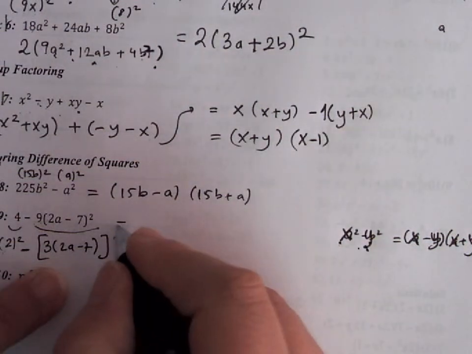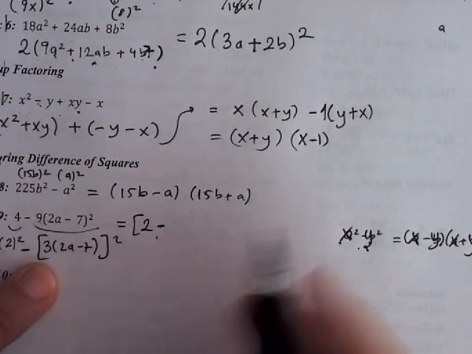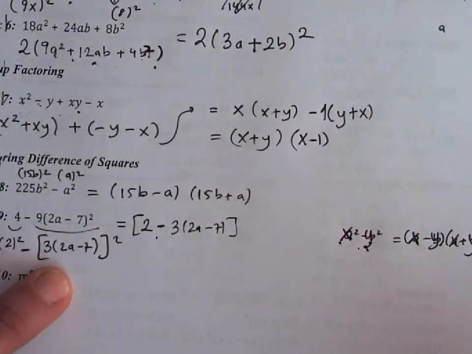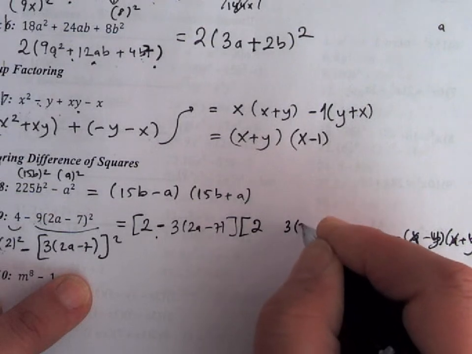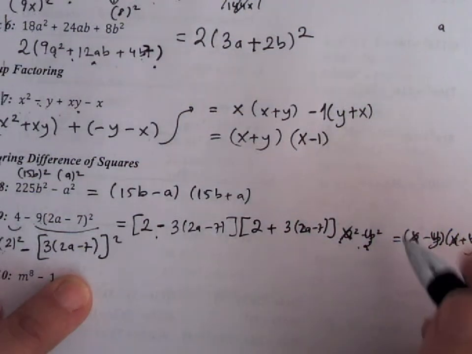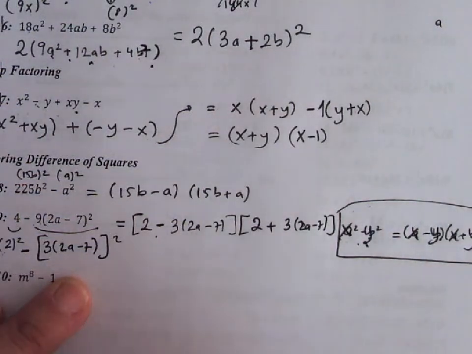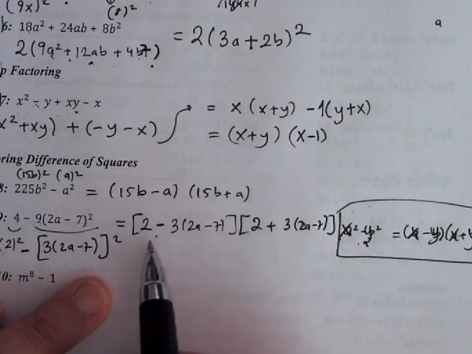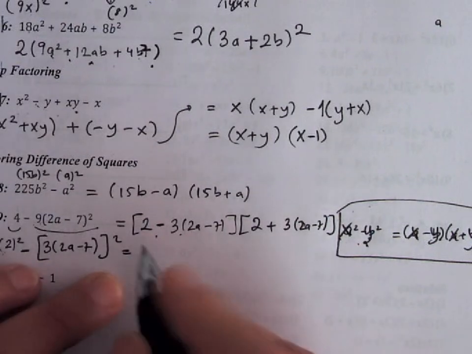So x we said is 2, with a negative, and we said y is 3 times 2a minus 7. And now 2, 3 times 2a minus 7, but this time with a plus sign. So this is the formula. But are we done? No, we need to simplify it, because see, there's a bracket in a bracket, we don't want to have that. So we're going to expand the brackets here.